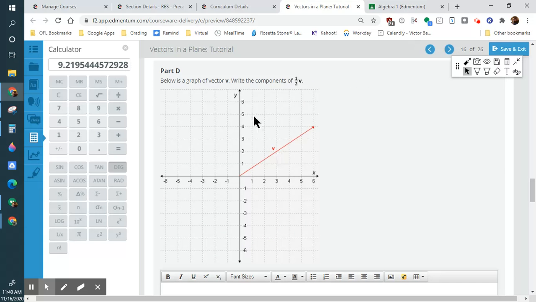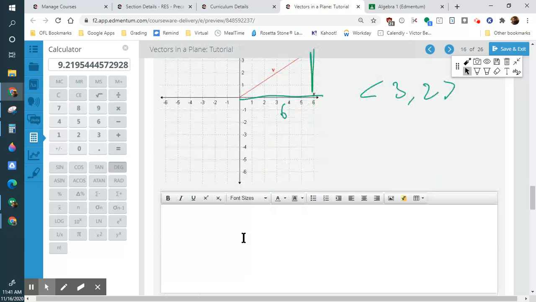So below we have vector V. Write the components for half of vector V. So if the x component is 6, we're going to cut that in half, and that's going to be 3. And if our y component is 4, we're going to cut that in half and do 2.